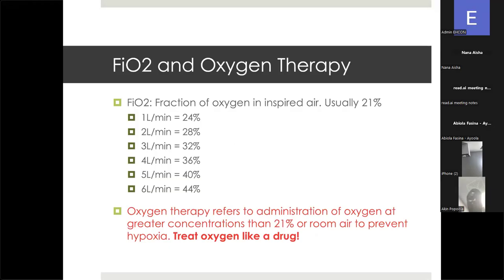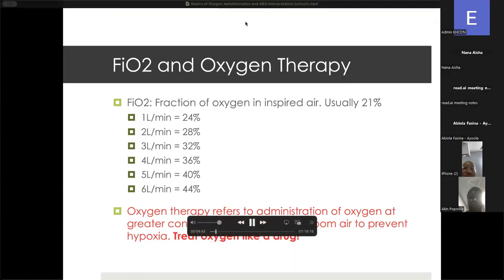Look at the fraction of oxygen in inspired air. Room air, what you and I are breathing right now because we're not in distress, is 21% or 0.21. And then as you go from 1 liter, you add 4% to 20. And so at 1 liter, you have 24% FiO2, 2 liters, 28% FiO2, 3 liters, 32% FiO2, and on and on. And so there's actually a very easy way to calculate the fraction of inspired oxygen that you're given for your oxygen delivery device.